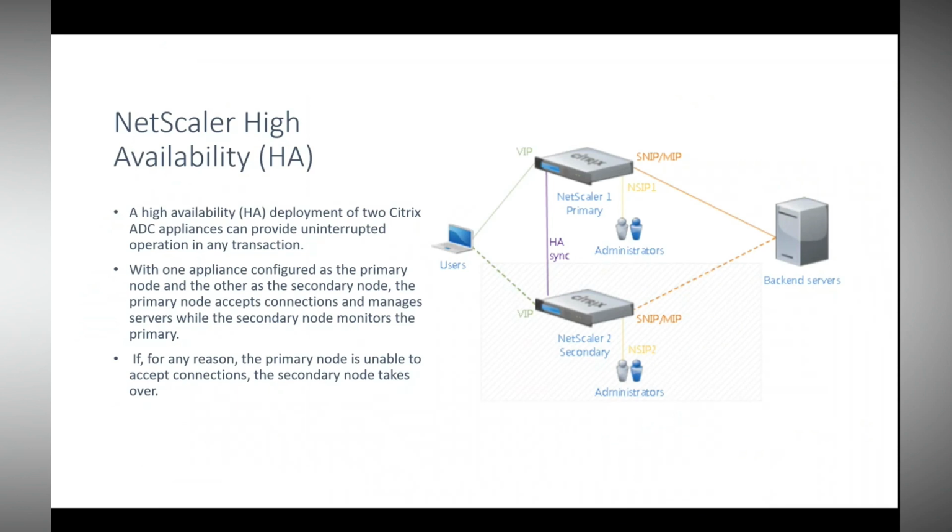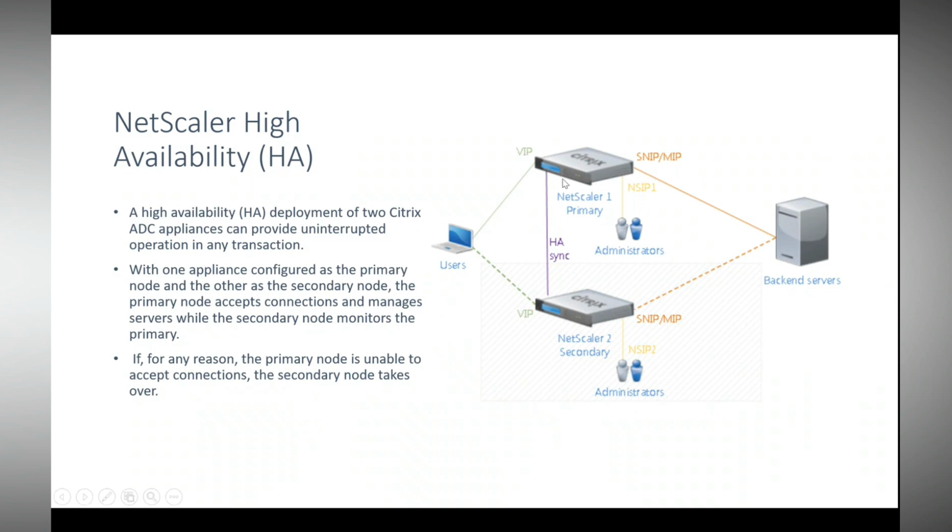Now coming to the very important part, which is NetScaler high availability. So what is high availability? NetScaler high availability is a deployment of two Citrix ADC appliances that can provide uninterrupted operation in any transaction. This is for redundancy, which is why we configure HA. It means we will have two NetScaler appliances, one acting as active and another one as passive.